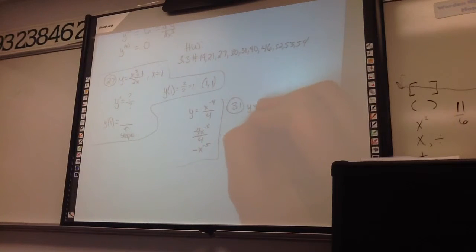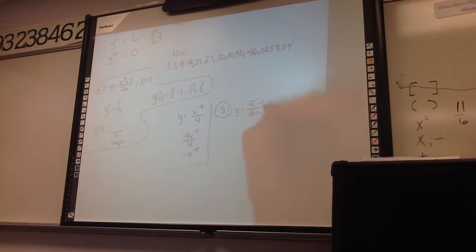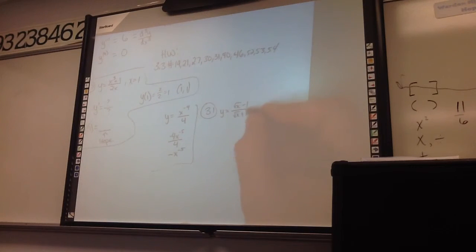31 has y equals the square root of x minus 1 over the square root of x plus 1. Multiply by the conjugate? Nah, don't need to do that. All you're doing is derivatives. So it'd be quotient rule, low d high: the bottom times the derivative of the top, minus the top times the derivative of the bottom. How do you do the derivative of the top? I'll help you with this one.